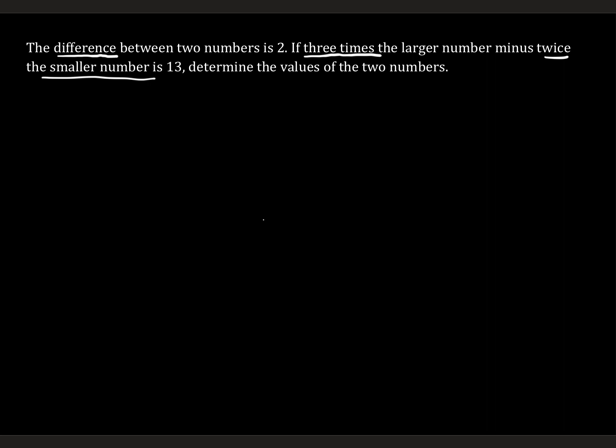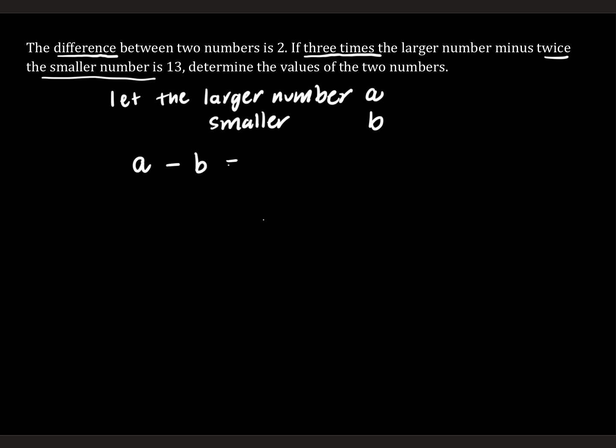So for this, I'm going to start by having to define the two numbers. And I'm going to say, let the larger number be X, or let's make it A. And the smaller number can be B. So I've got A and B. The difference is 2. So difference, remember, is subtract. So A minus B is equal to 2. So I've got one equation there.